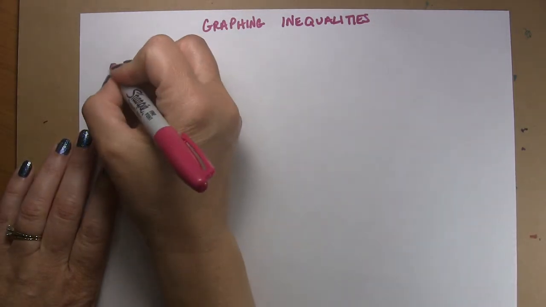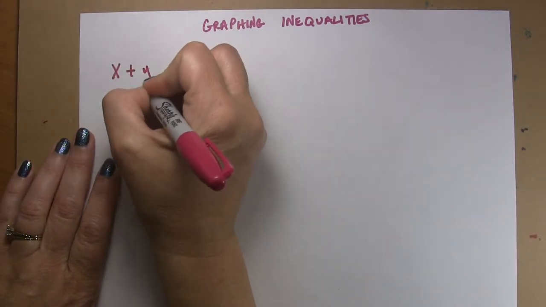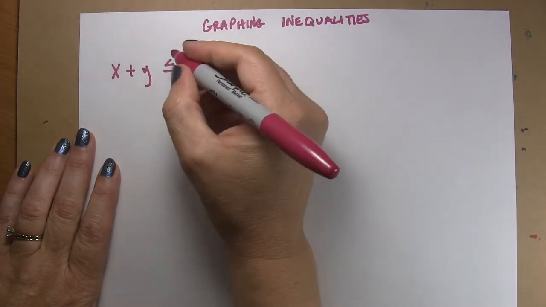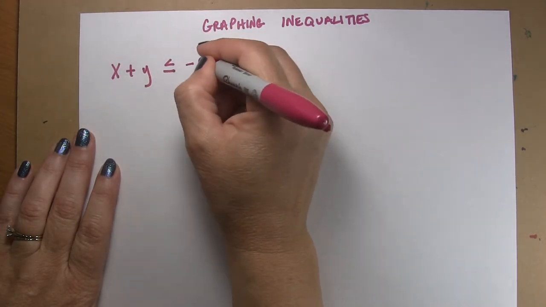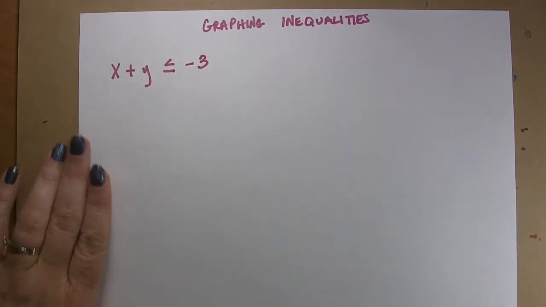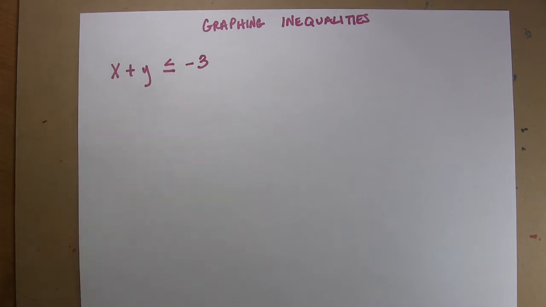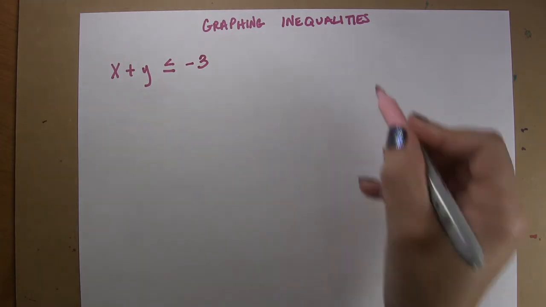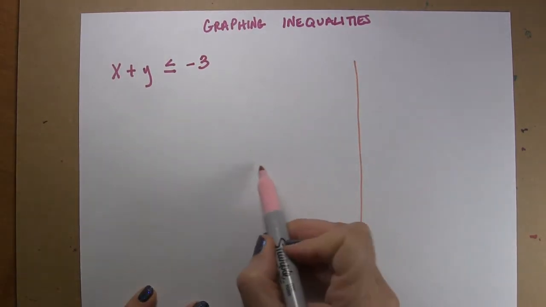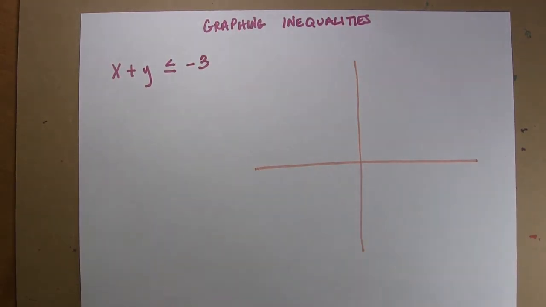So I'm going to write an inequality here, not a very hard one. We have x plus y is less than or equal to -3. And what we are going to do is graph this inequality. So I'm going to draw a graph for us, and as always, I'm just going to eyeball it.